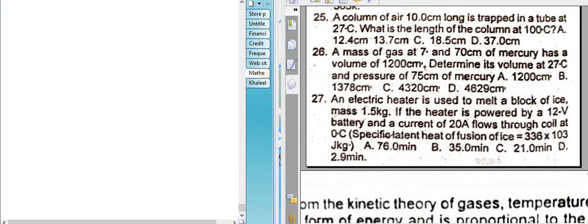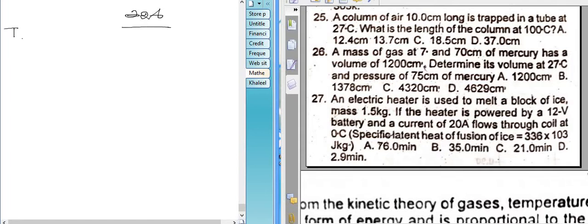So here we are in question 26. The mass of gas at 7 degrees C and 70 centimeters of mercury has a volume of 1200 centimeter cube. Determine its volume at 27 degrees C and pressure of 75 centimeters of mercury. So now we will go to the solution.